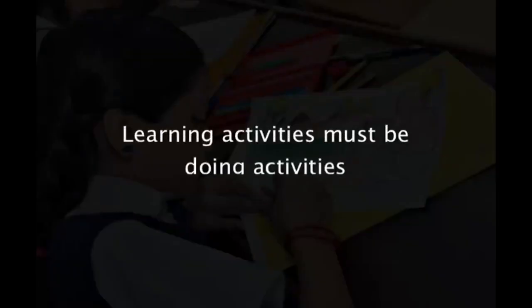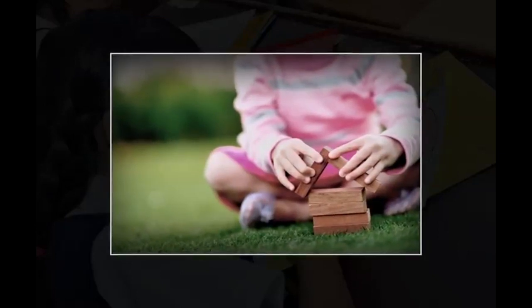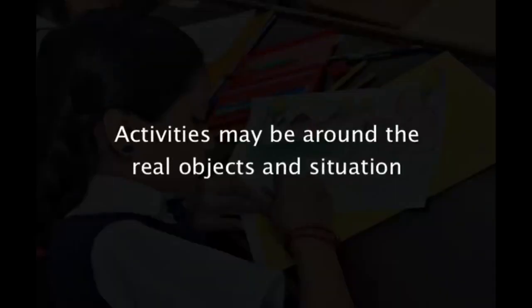Learning activities must be doing activities. The child needs experience. The child learns better if they do the activity on their own. The teacher should not do anything for them. Activities may be around real objects and situations. The children learn easily many things when they are exposed to nature. For example, they can learn about rain during the rainfall.